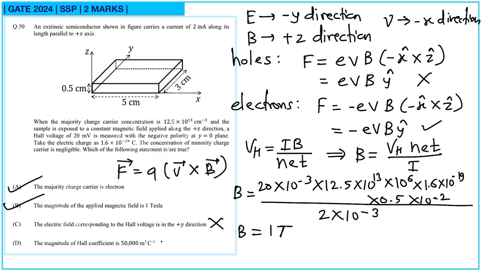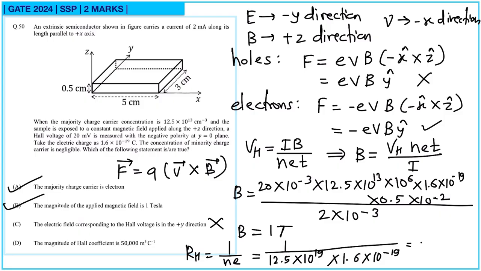And the last option, magnitude of Hall coefficient. Now Hall coefficient R_H is equal to 1 upon Ne. So this will be 1 upon Ne, which is 12.5 into 10 raised to 16, that is 19, into 1.6 into 10 raised to minus 19, and this is equal to 0.05 meter cube per coulomb. So this is also not correct. So options A and B are correct for this question.